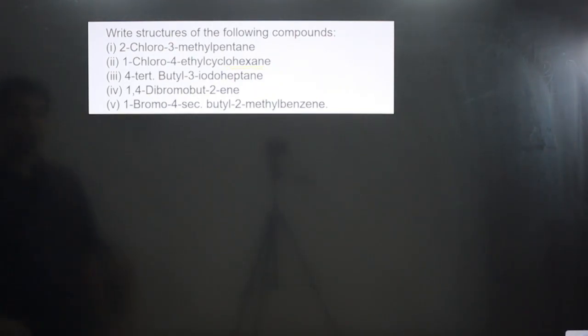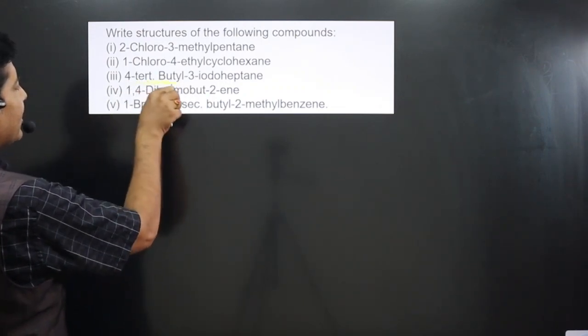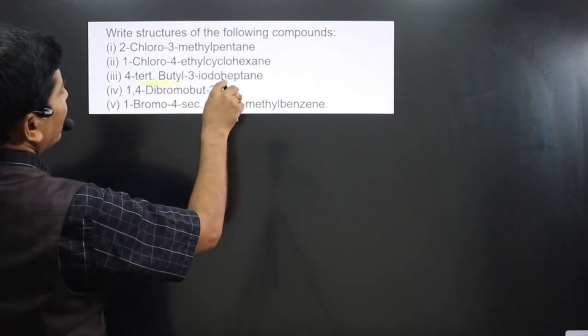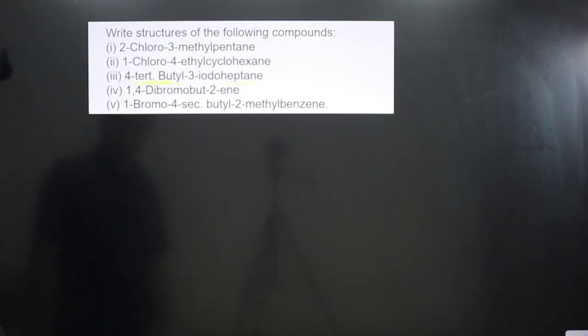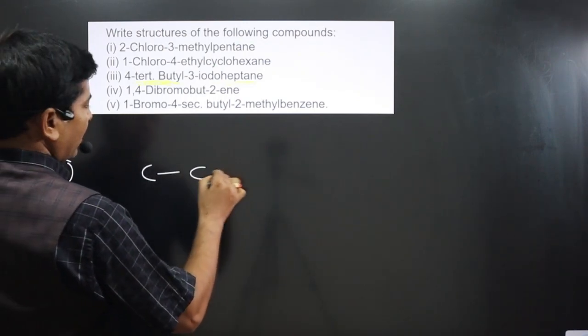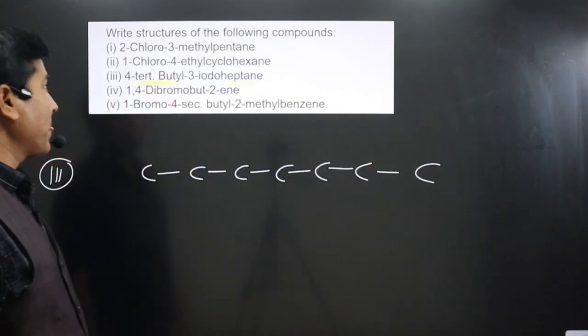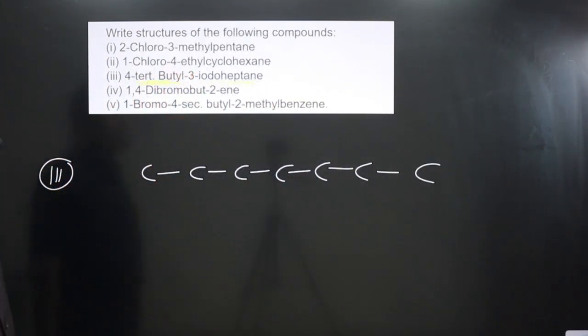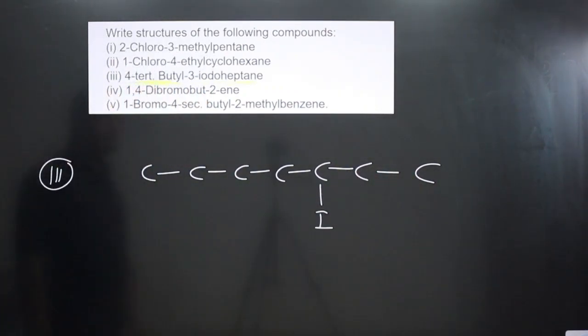Next one is quite interesting because you can see it says 4-tert-butyl, tert-butyl, and 3-iodoheptane. Heptane is the parent chain. How many carbon? 7 carbon are there. Okay, so we have the third one. First carbon, second, third, fourth, fifth, sixth, and it is 7. Then it says 3-iodo: first, second, third, attach iodine to the third carbon.